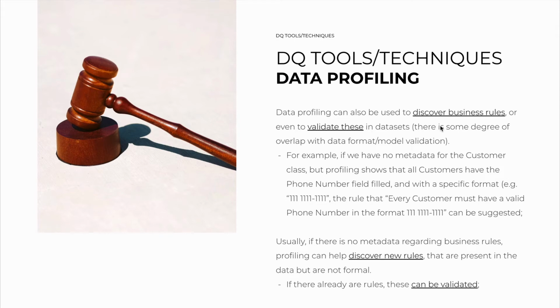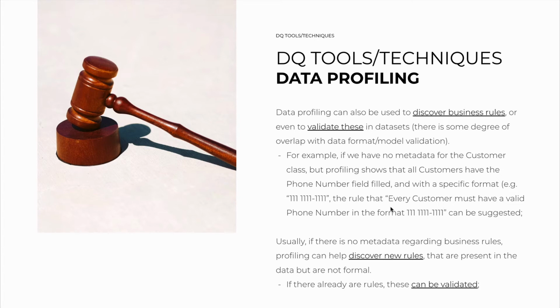There is some degree here of overlap with data format and model validation that we just covered, but in this case, we're just focusing on the business side of the rules, not the technical side. So what is documented and defined with the business users? For example, maybe we have no metadata for the customer class, but profiling shows that all customers have the phone number field filled and with a specific format. For example, 3 digits, then a space, then 4 digits, then a hyphen, then another 4 digits. So we may suggest a rule that every customer must have a valid phone number value and in the format 3 digits, space, 4 digits, hyphen, 4 digits. The data profiling tool analyzes this pattern and suggests this rule.